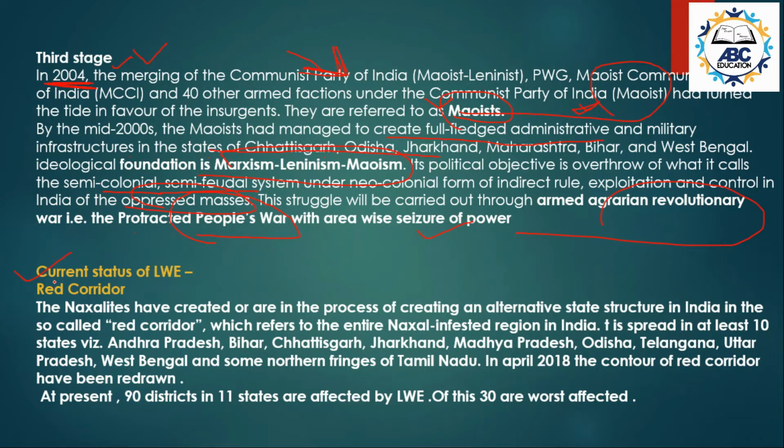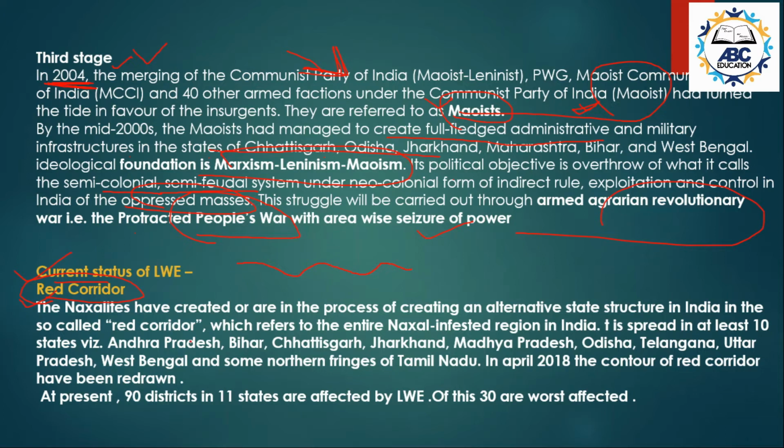So currently what they are doing is how they are manifesting themselves. They have formed red corridor. The Naxals or the extremists, they have actually created this red corridor. What is red corridor? It is just an area. You can see there are deep pockets in different states. Okay, they have created their own area and they have created their own corridor in different pockets of these states.